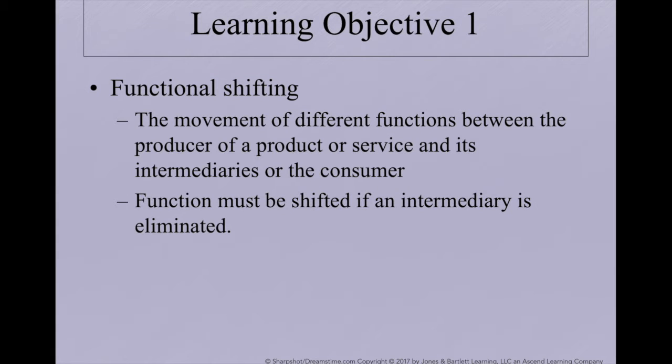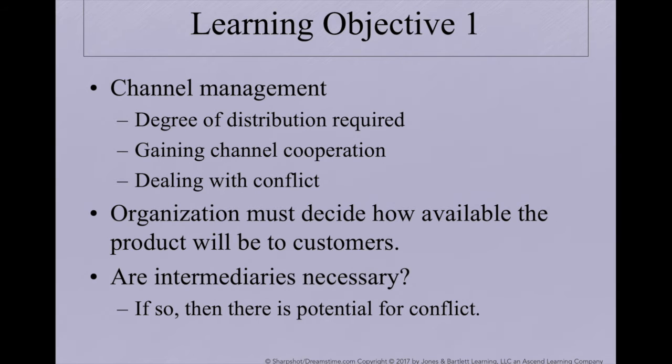Functional shifting is the moving of different functions, such as credit, sorting, etc., between the producer of a product or service and its intermediaries or the consumer. The intermediary can be eliminated, but the function has to shift to some other entity in the channel. Channel management is a major consideration in the establishment of the place component in the marketing mix. This includes the degree of distribution required, gaining channel cooperation, and dealing with conflict.